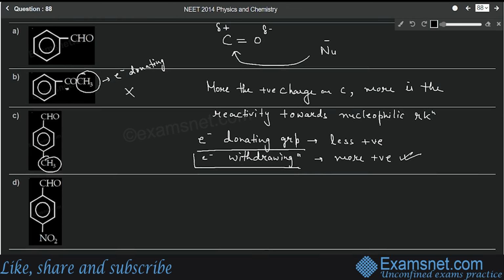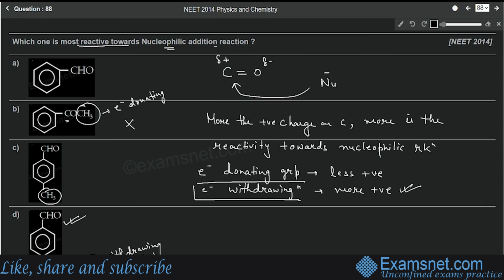Now let's come to the last option. Here we have nitro group, and we know that nitro group is electron withdrawing group. And we know that an electron withdrawing group favors the nucleophilic attack. So the correct answer will be option number D. Okay, this compound is most reactive towards nucleophilic addition reaction.